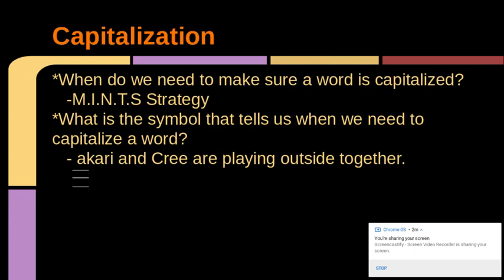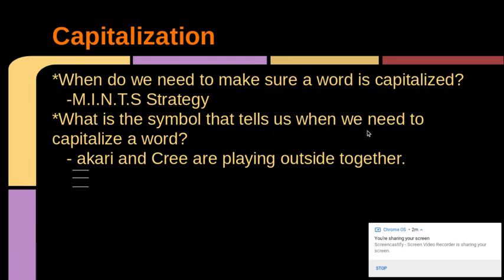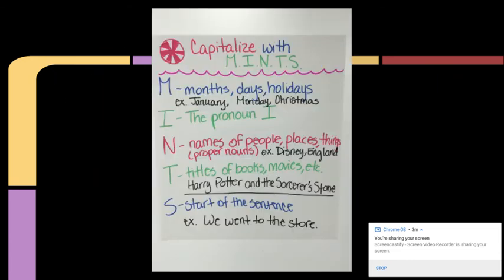Now we're going to go back to this slide. When you're editing today, a symbol that you can use, if you're doing it on paper, that tells you that you need to capitalize it, is this. If you look at my sentence, it says Akari and Cree are playing outside together. If you look at the A, her name should be capitalized because she's a proper noun. She's a person. So you'll notice that I put 3 lines under it. That stands for, hey, I need to fix this and make it capital. So that's for those of you that are doing it on paper. Obviously, if you've already typed it, you can just go back and edit it that way. All right, moving on to the next thing.